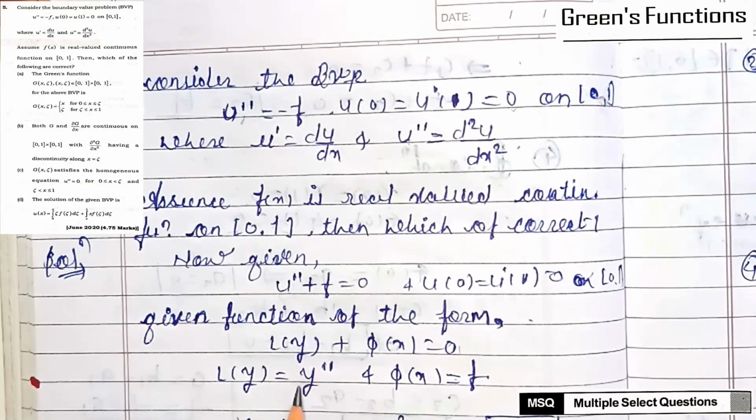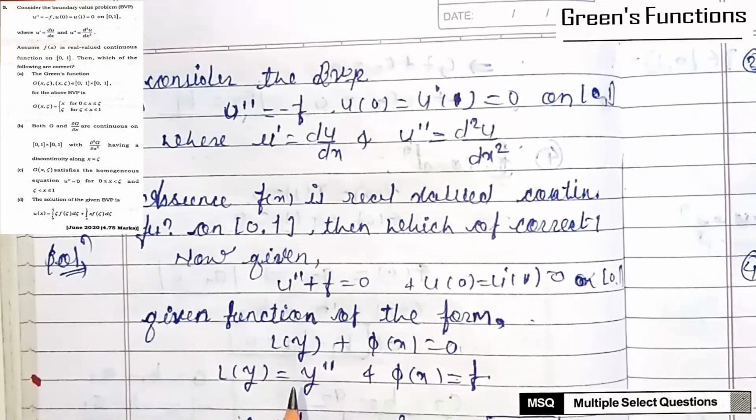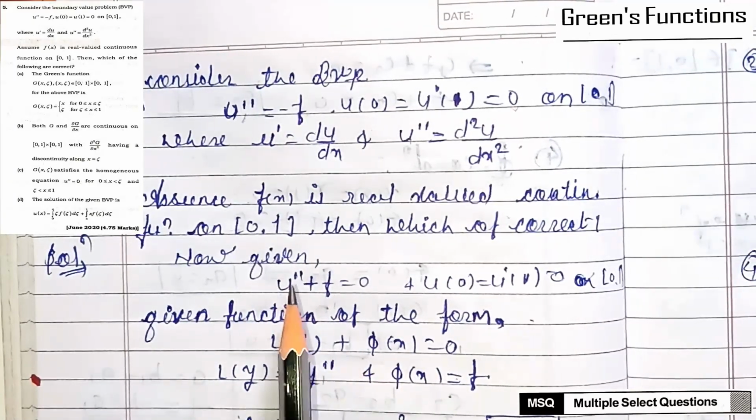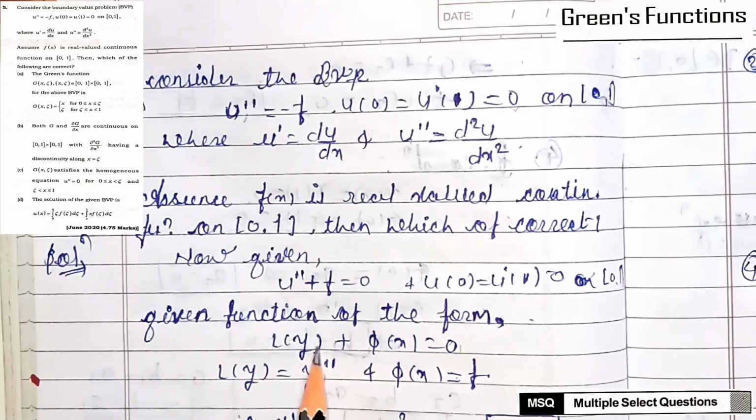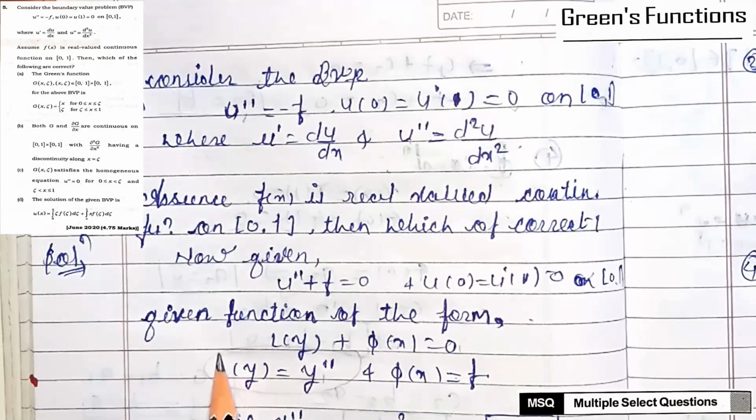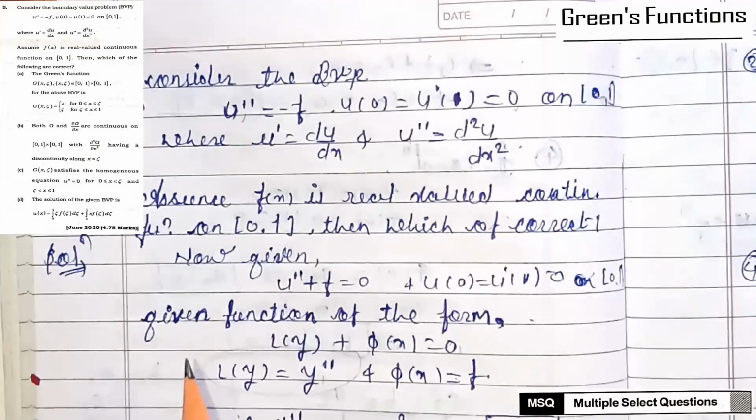Instead of u double dash, I have taken y double dash, because we always solve the example in the variable y, so that's why I have taken y double dash. So L of y is equal to y double dash, and phi of x is here f of x. Now let's check whether this boundary value problem has a trivial solution or not.